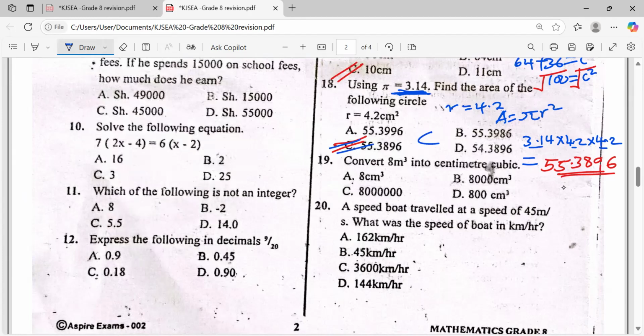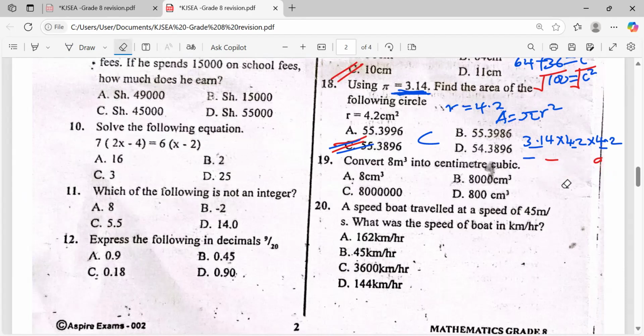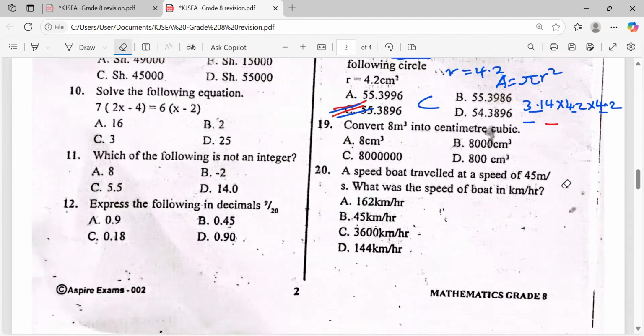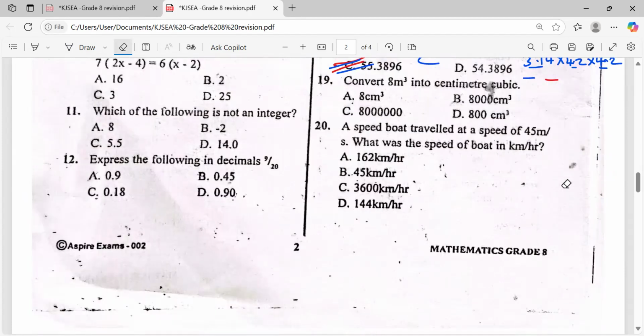And now we will be on the safer side. Let me wrap this up for the sake of space and go to the next question. Question number 19. Let's read question number 19. Convert 8 meters cubed into centimeters cubed.